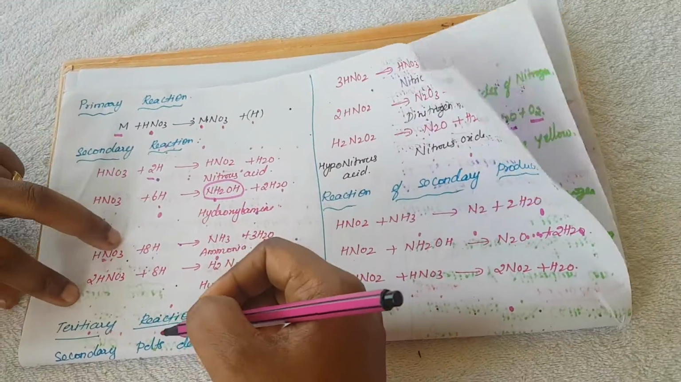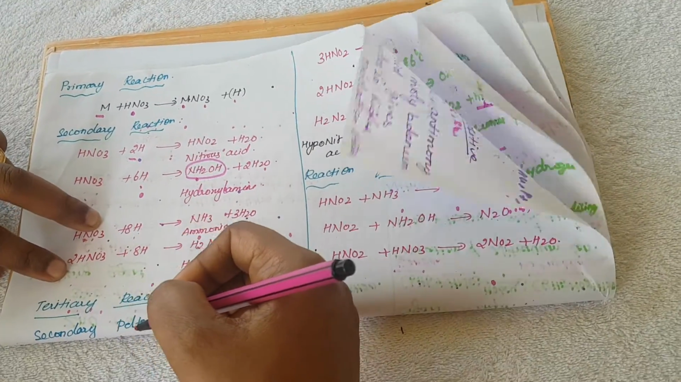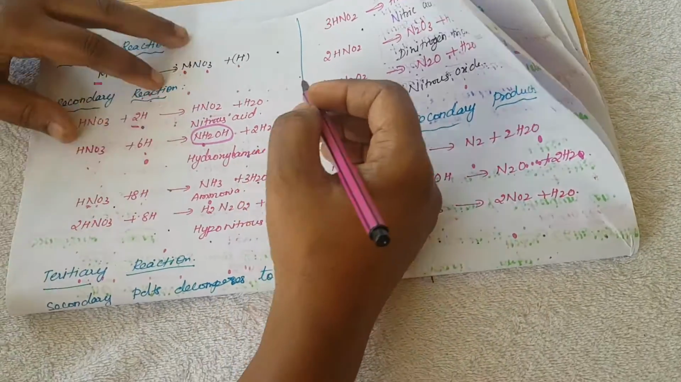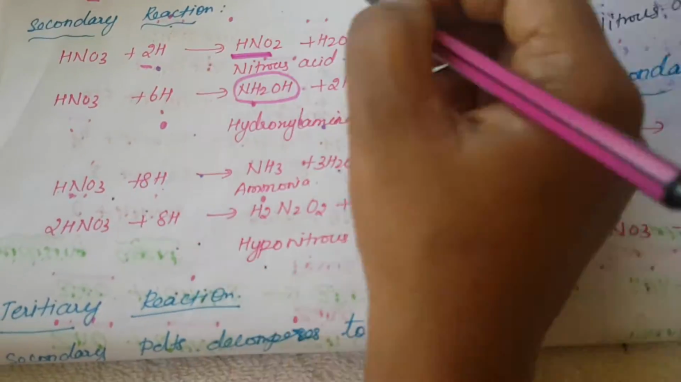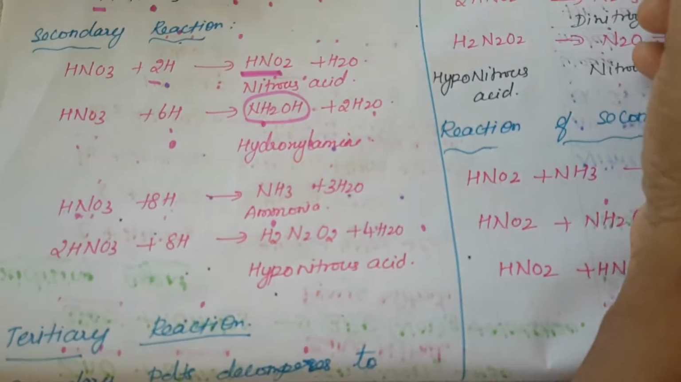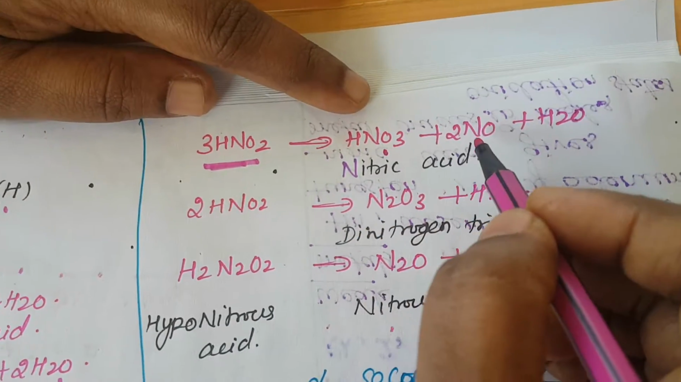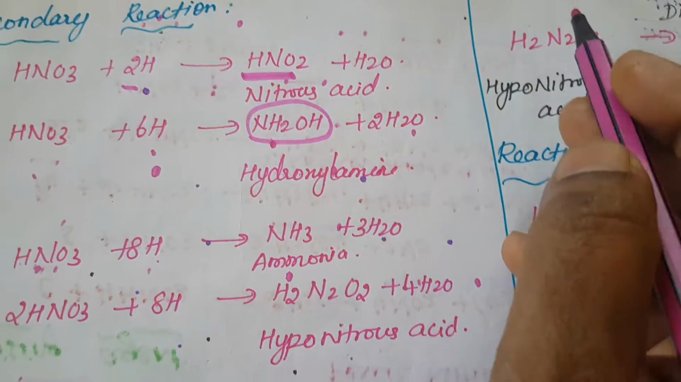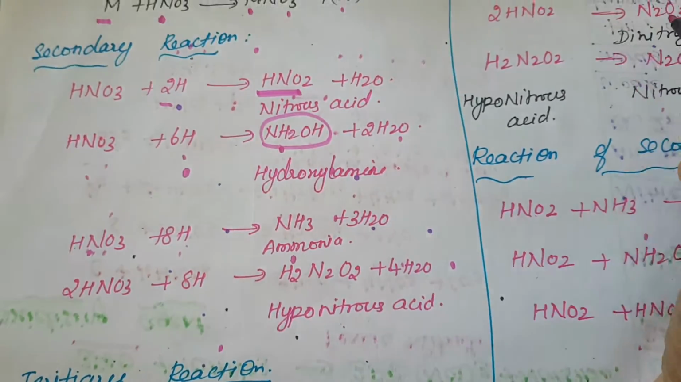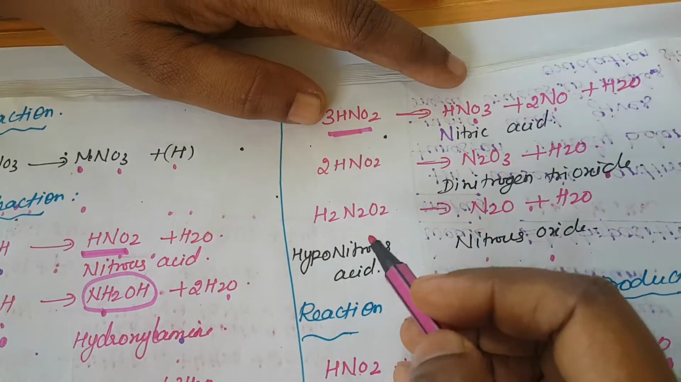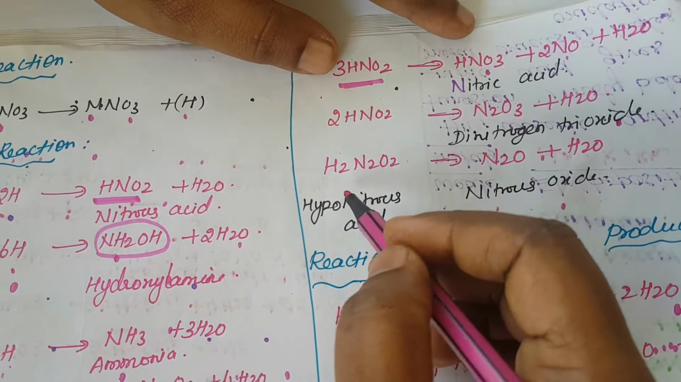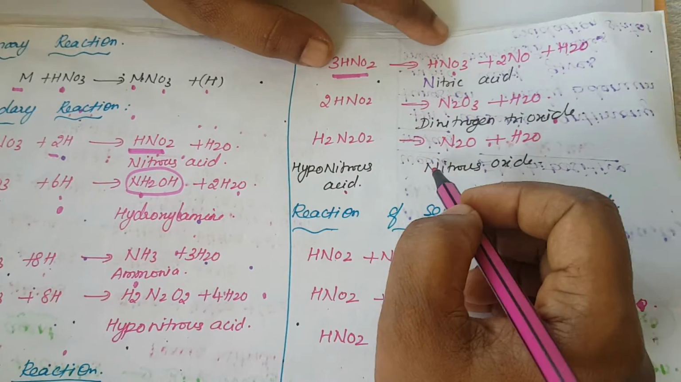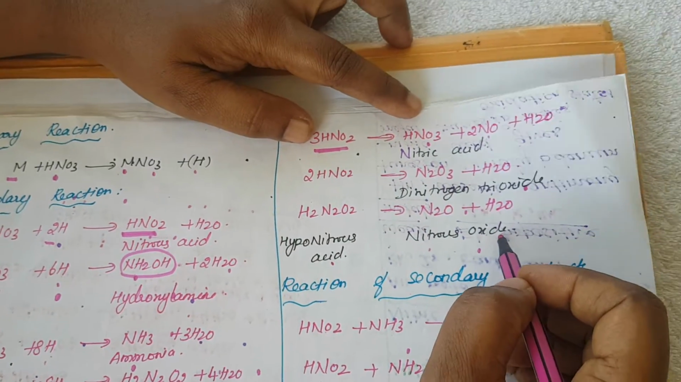Then the tertiary reaction. What is the tertiary reaction? The secondary product decomposes to give the final product. This is the secondary product, HNO2. Here HNO2 decomposes into nitric acid, NO and H2O. Again HNO2 gives dinitrogen trioxide. Again H2N2O2, that is hyponitrous acid, is converted into nitrous oxide.